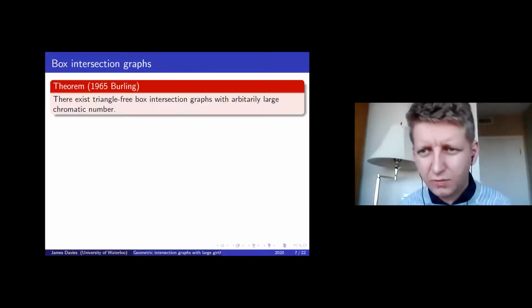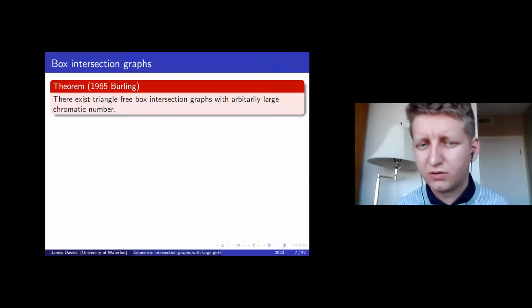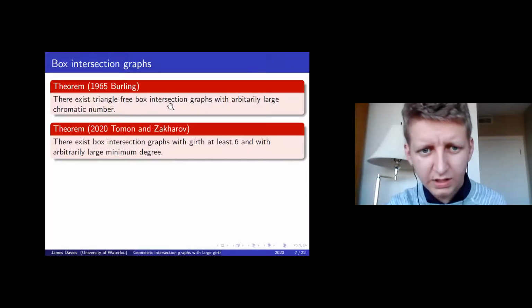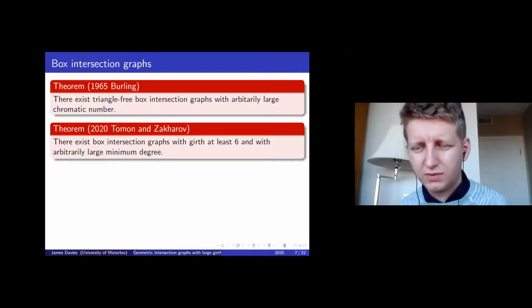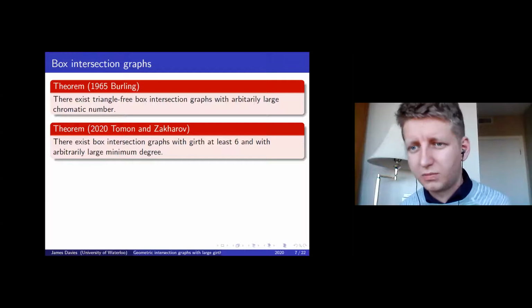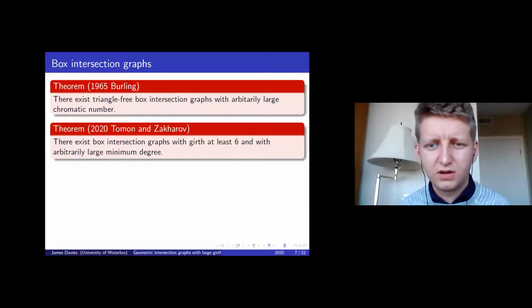Unfortunately, it turns out we don't have such a nice property of chi-boundedness for these box intersection graphs. Berling showed that there exist triangle-free box intersection graphs with arbitrarily large chromatic number, and the graphs he uses for this construction are really nice. On the other hand, another difference that was recently shown between the box and the rectangle graphs is that there exist box intersection graphs with girth at least 6 and arbitrarily large minimum degree. So we don't have this nice stronger degeneracy property when we go to a higher girth.